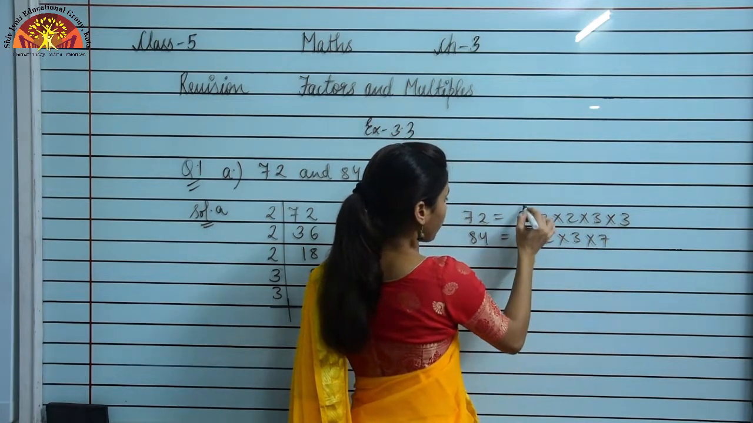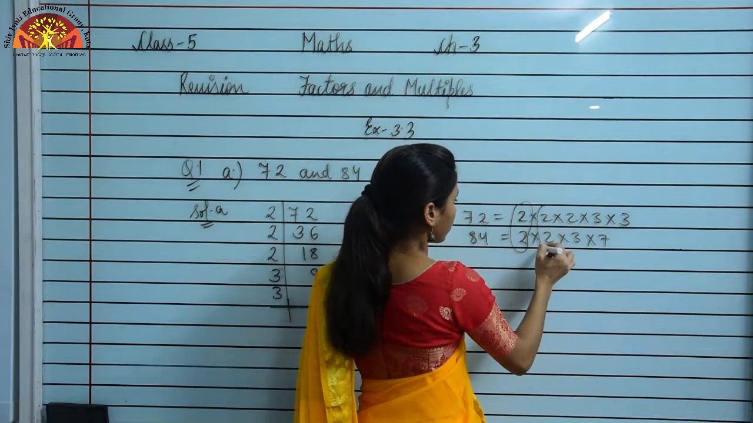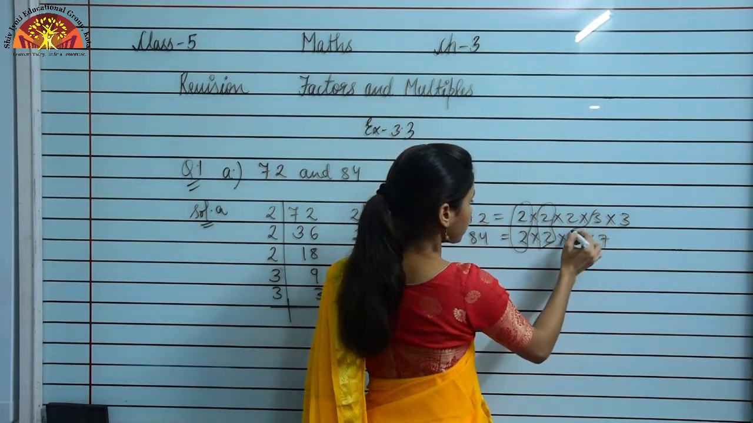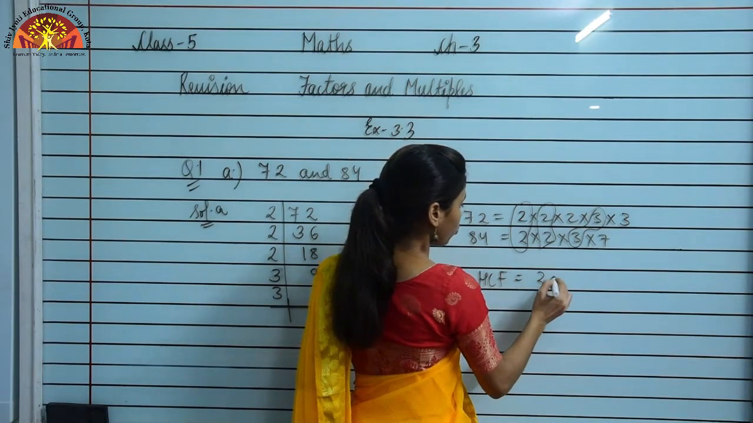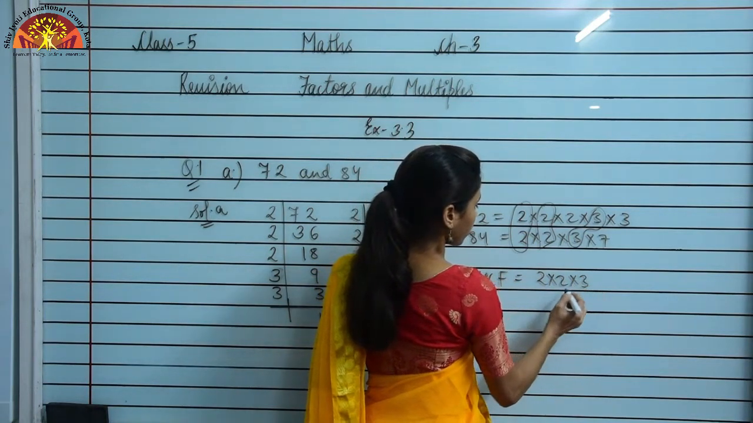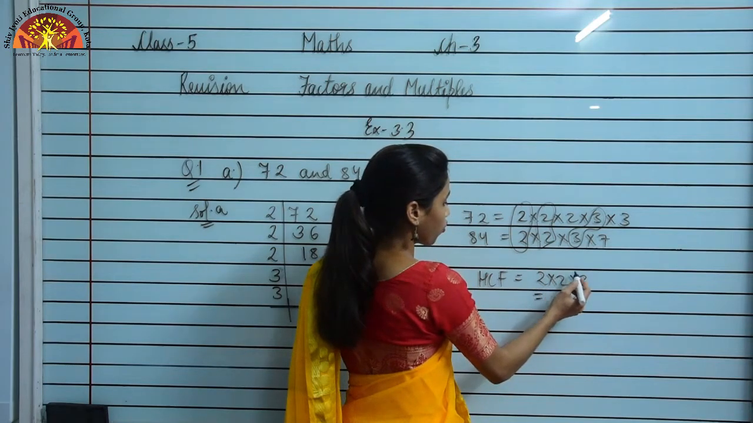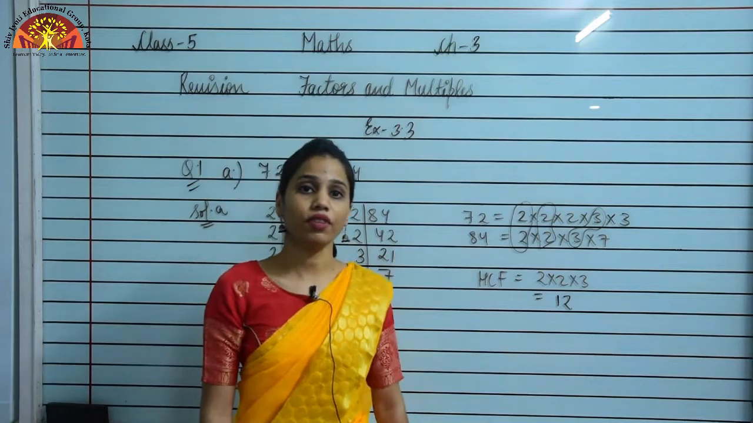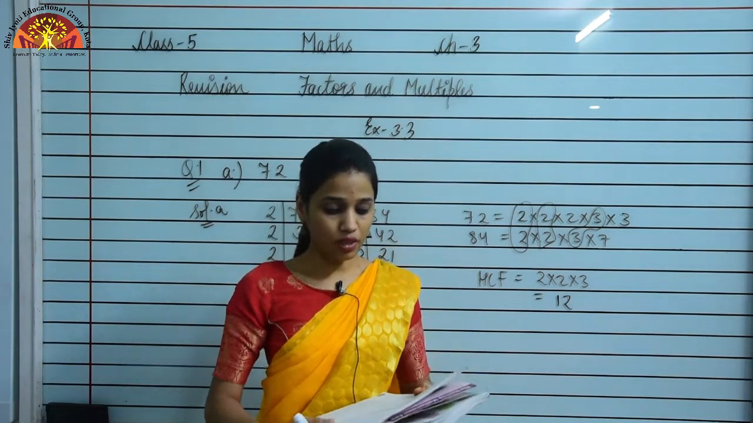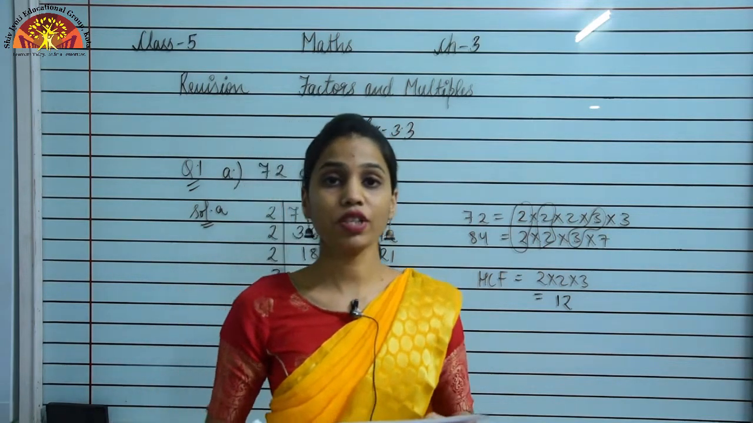Now I will see the common factors. This 2 is common, this 2 is common and this 3 is common. So HCF will be 2 into 2 into 3. So it will be 2 2s are 4, 4 3s are 12. So what is the HCF? HCF is 12. Now students, let us see question number 2.